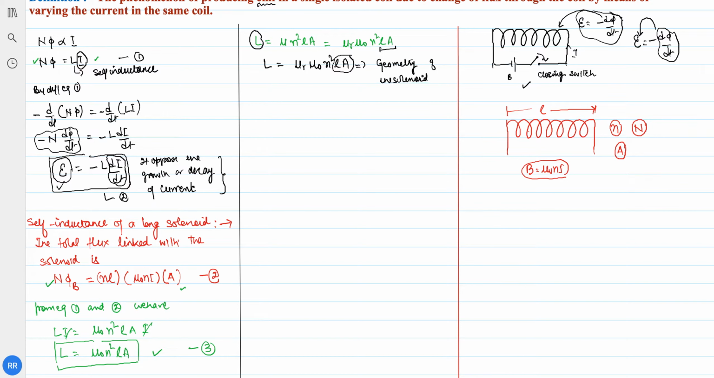And what is another thing? n1 and n also are included in this, and you can include n also over here. It's the geometry of the solenoid as well as the permeability of the medium. It also depends upon the permeability of the medium.